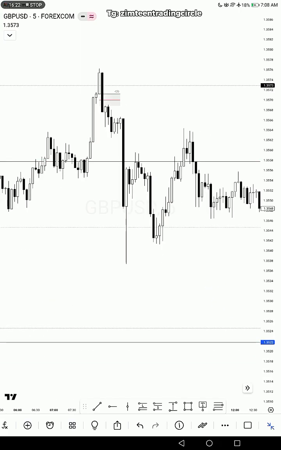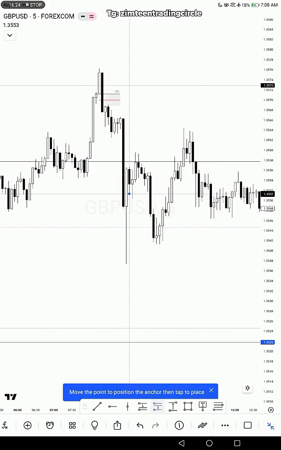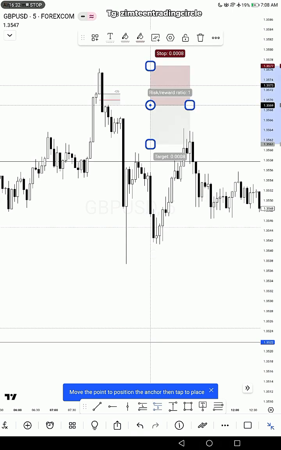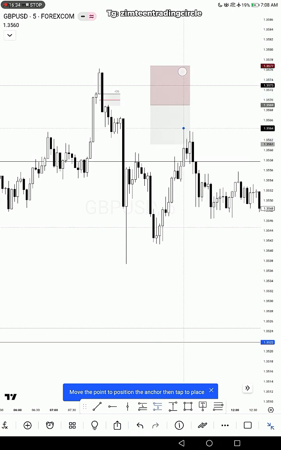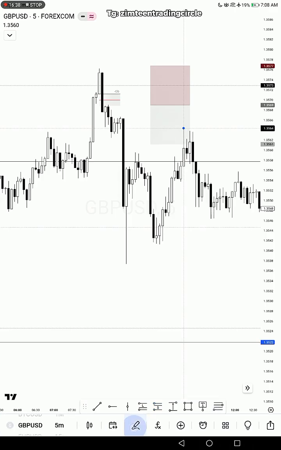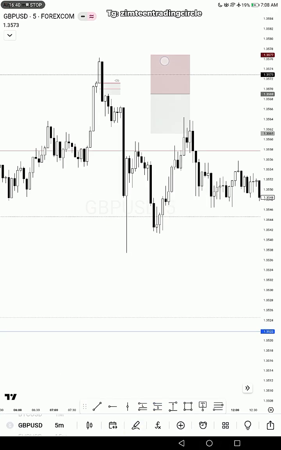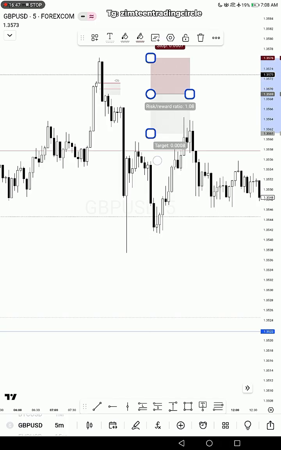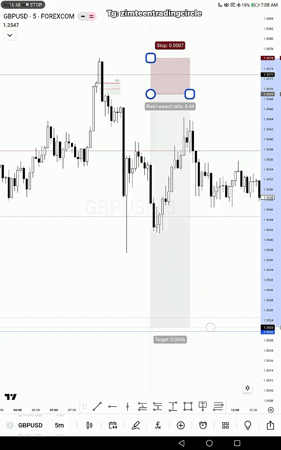So right here we are shorting, and let's say our entry was exactly at that tap of the fair value gap. So our stop loss will be here, 7 pip, and our take profit will be here, 47 pip.